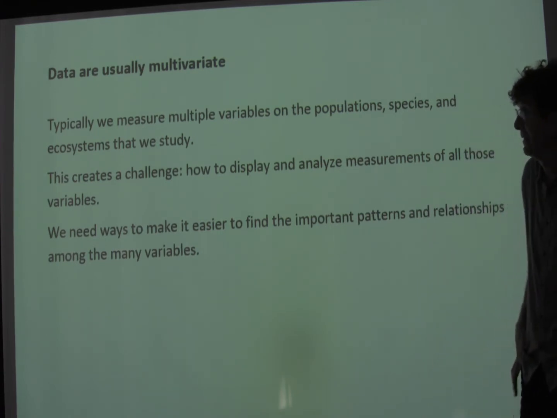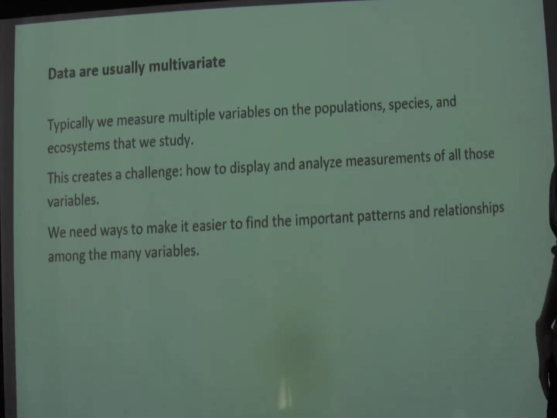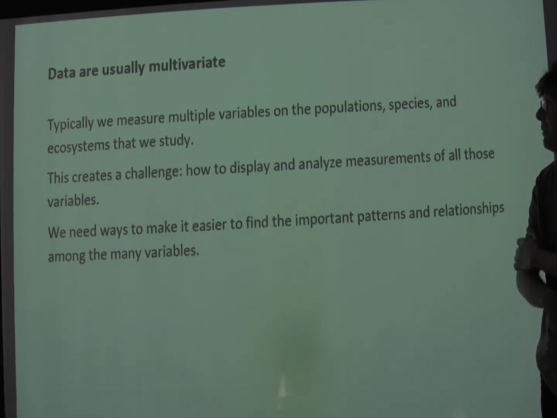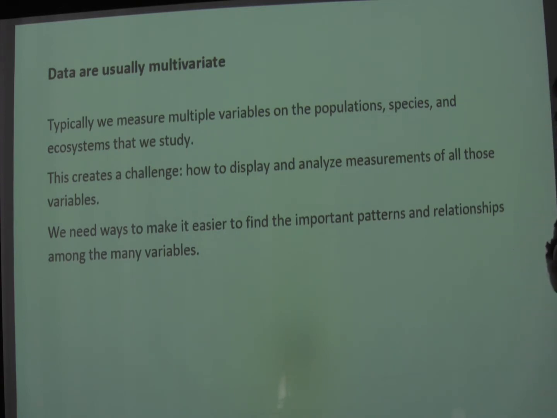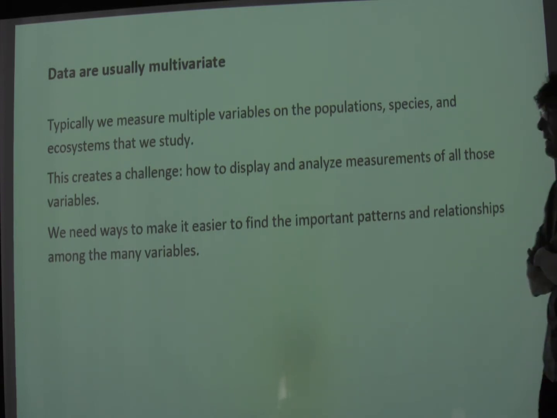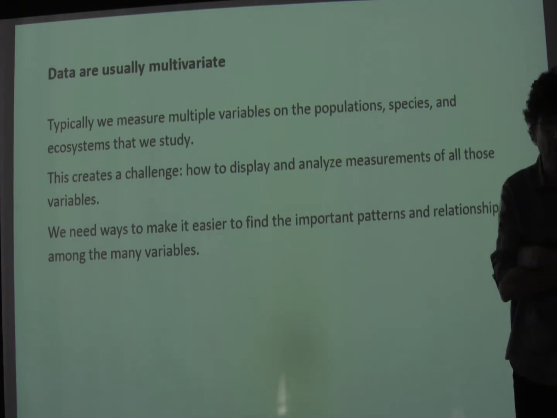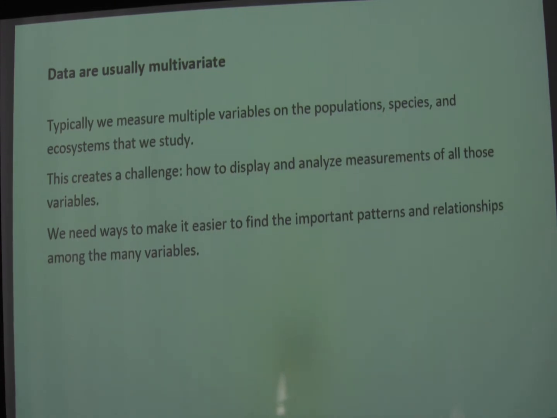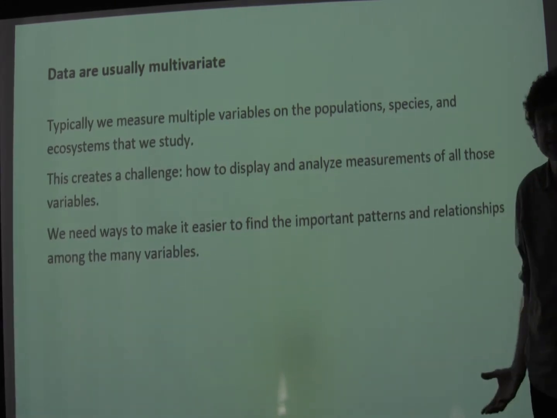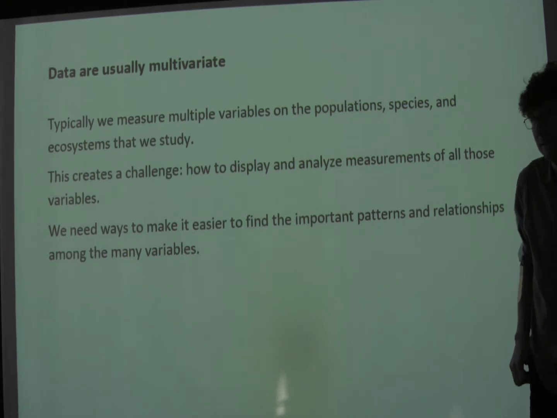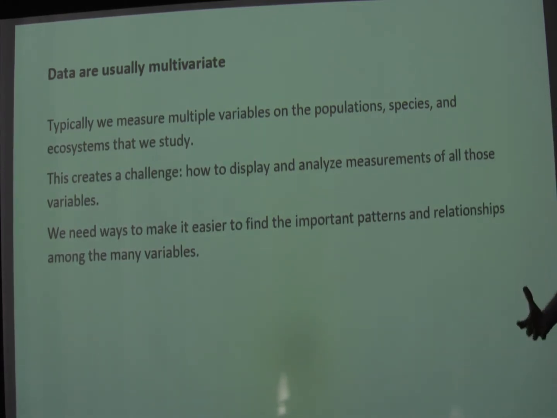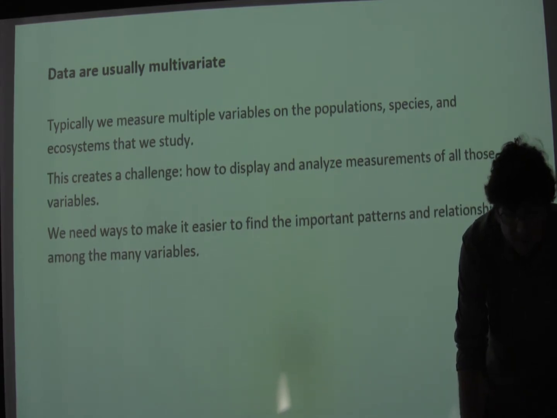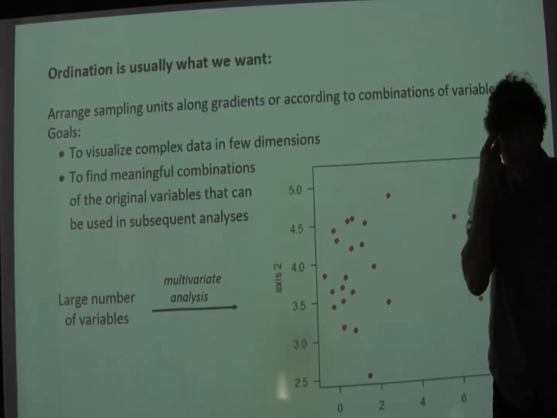So the point was also made earlier. Data are usually multivariate. Why? Because when we carry out a study, we want to measure all kinds of things. We don't want to miss anything. And then that means we immediately face a challenge: how to work with such a complicated data set, such a big data set. So are there ways to find important patterns, if they're there, and not discover false patterns and so on, and allow us to move forward?